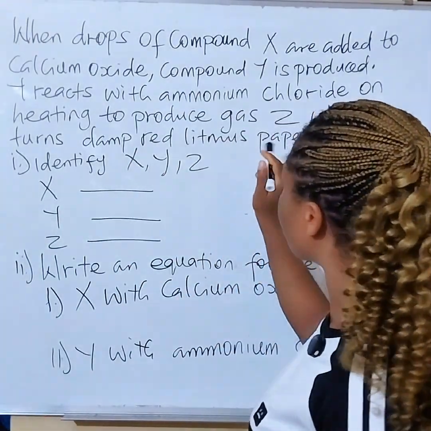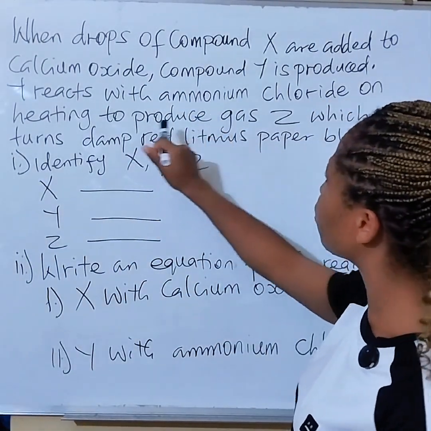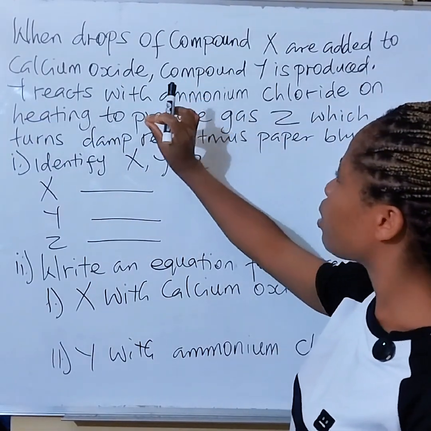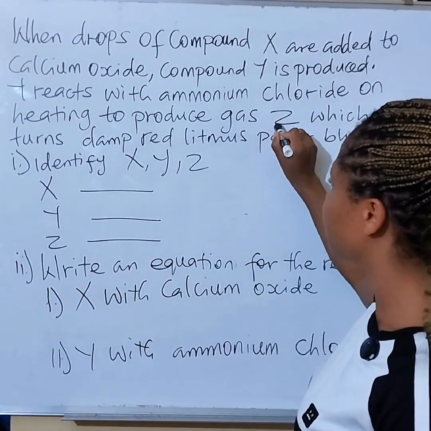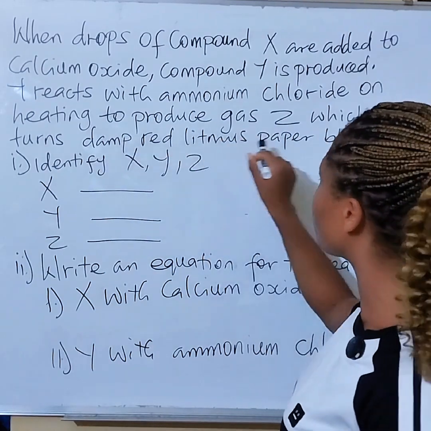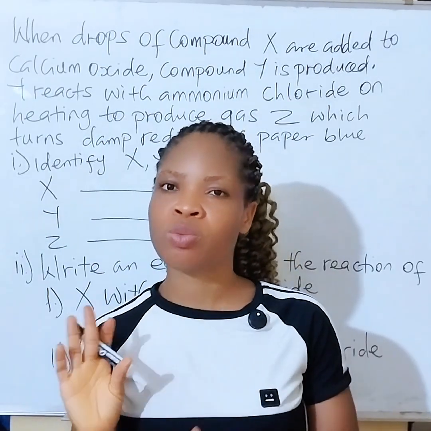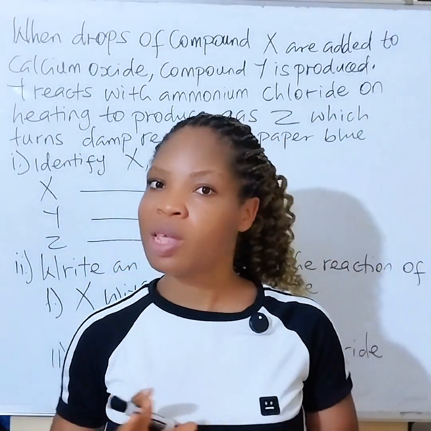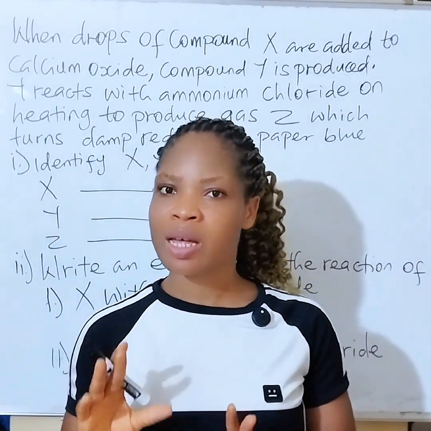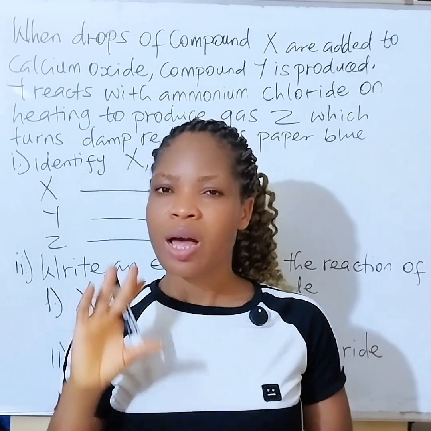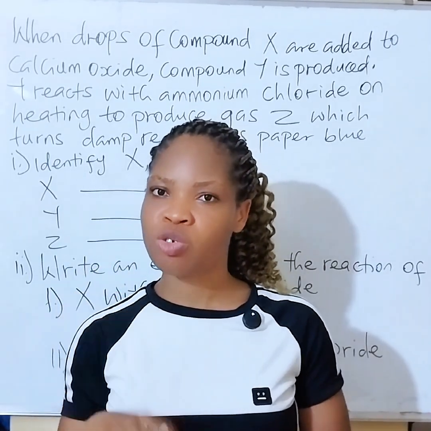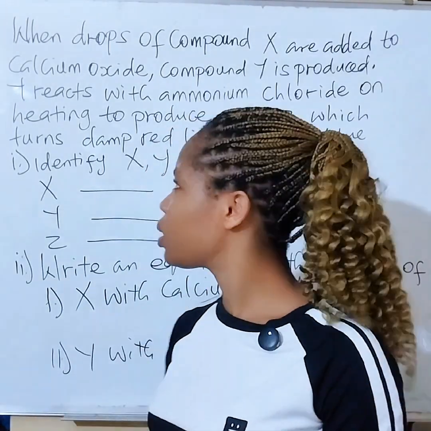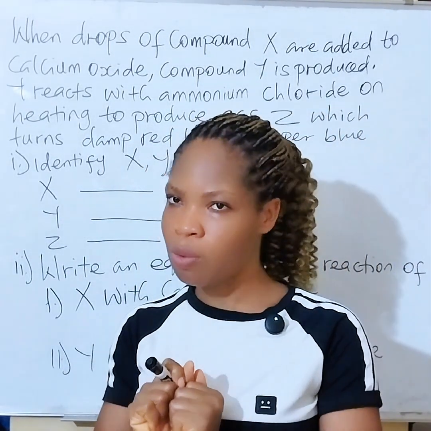Now when you see a question like this, look out for hints that will help you answer it. You were told already that the reaction between Y and ammonium chloride, when heated, produces gas Z, and this gas Z turns damp red litmus paper blue. Now you ask yourself one question: which gas turns damp red litmus paper blue? Definitely, it's going to be a gas which is basic in nature. And one gas we know for sure that does that in chemistry is ammonia. Okay, ammonia gas. If that is the case, you now hold on to that one.